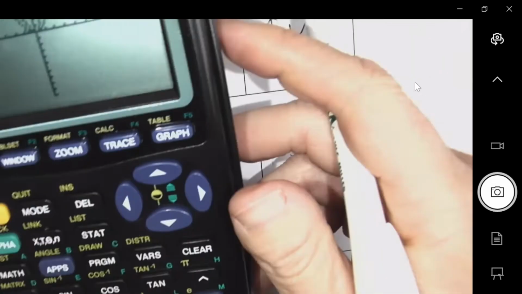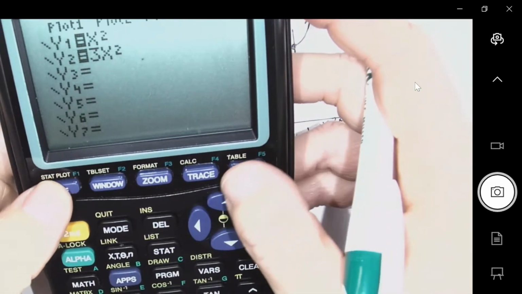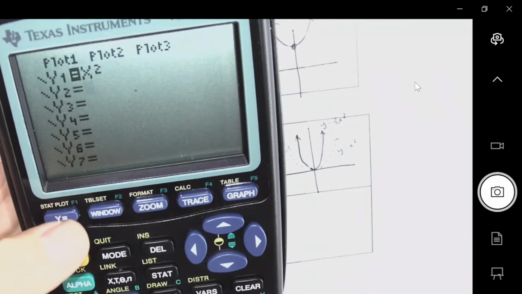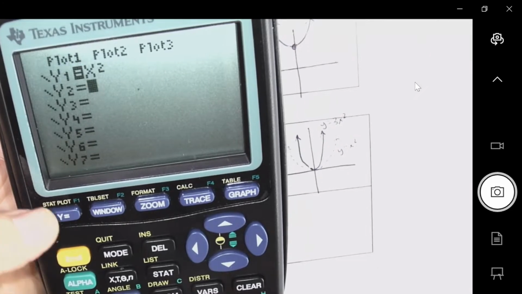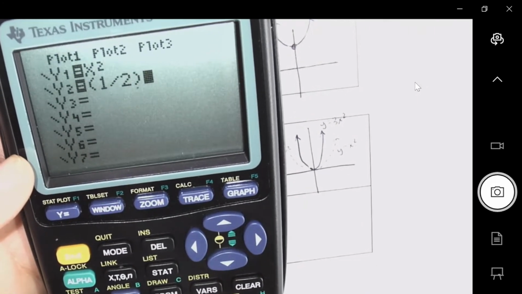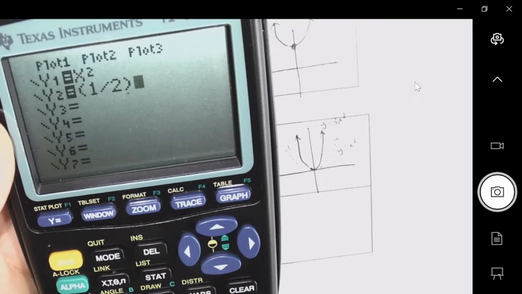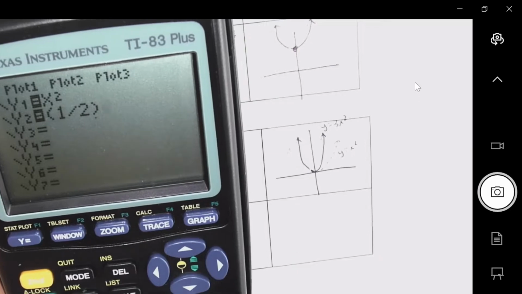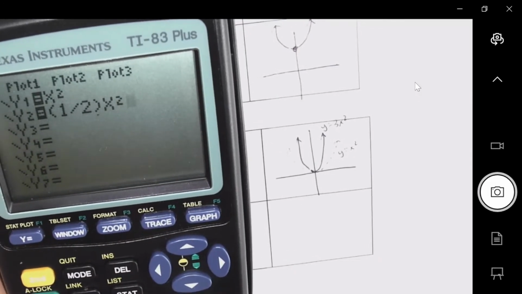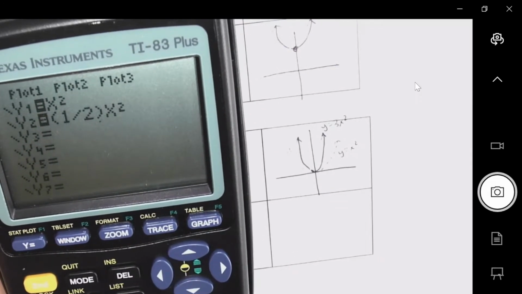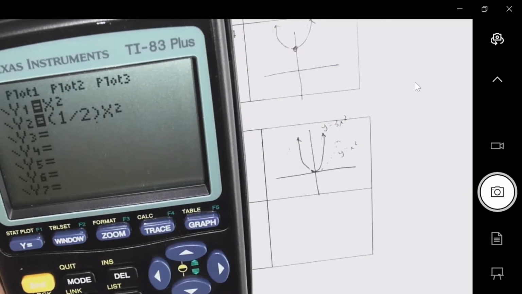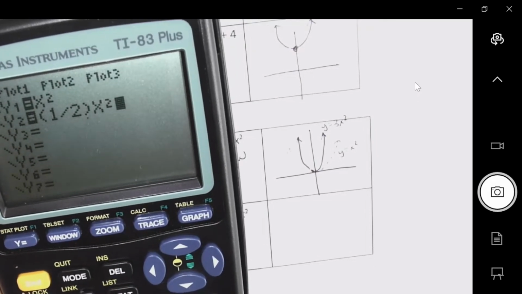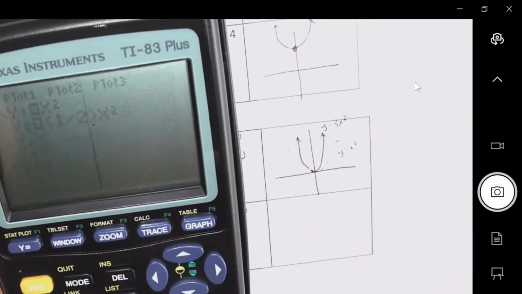Okay, let's do the same thing. Let's leave the x squared in there. And let's clear the second one. I'm going to go bracket 1 divided by 2 bracket. So I got my half. And then x squared. Do you understand that brackets are important? Because if I didn't, it would do 1 divided by 2x squared, which is not what I want. 1 half x squared. Graph.